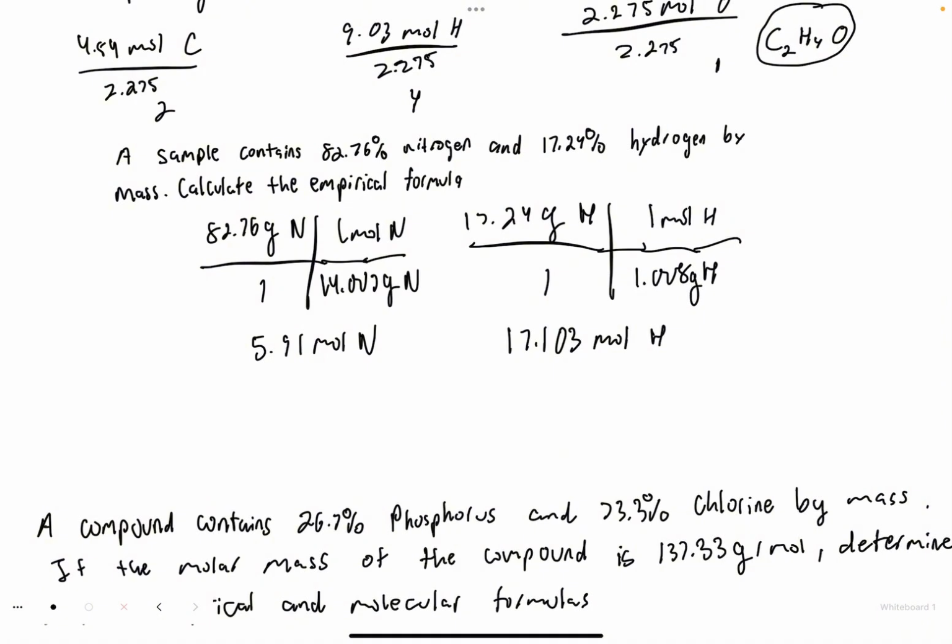So I would get 1 nitrogen, and I would get how many hydrogens? Let's see. So I divide by 5.91. So the only calculation I need to make is the hydrogen. And that gets me roughly to 3. So that would be NH3.